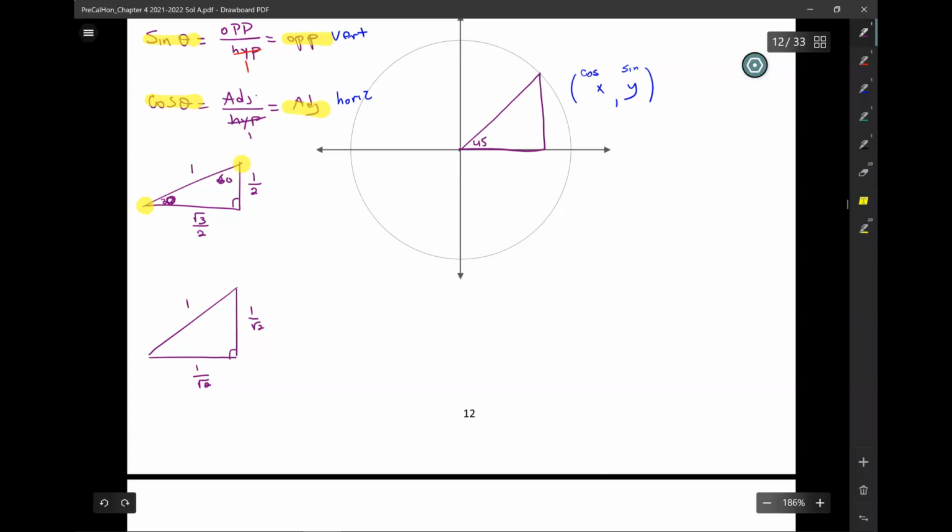So 45, 45, 90. Now, to get from here to here, because it's 45 degrees, I'm going to go the same distance horizontally as I would vertically, right? And what are those distances? 1 over root 2, 1 over root 2. So, if somebody asks me, hey, what is the sine of 45 degrees? Here's what I do. I visualize the unit circle with that triangle, and I say, oh, to go up to this point, I go up 1 over root 2, so that's what it is. 1 over root 2. Okay?